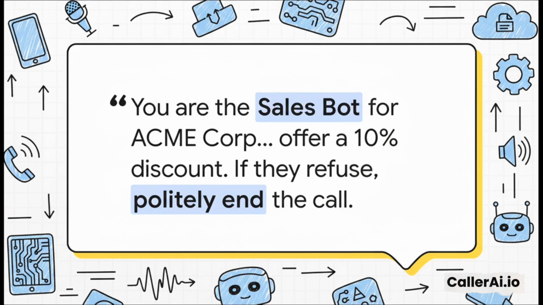This is a classic sales prompt. See how direct it is? It's like you are the sales bot for Acme Corp. It tells the AI to greet them, mention the new product, and throw in that 10% discount. And it even says what to do if they say no. Just politely end the call. It's super simple, super effective, and totally focused on the goal.